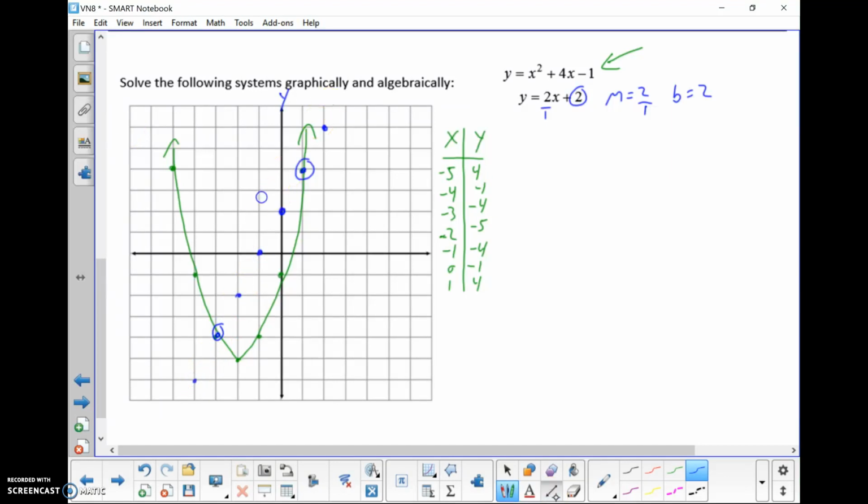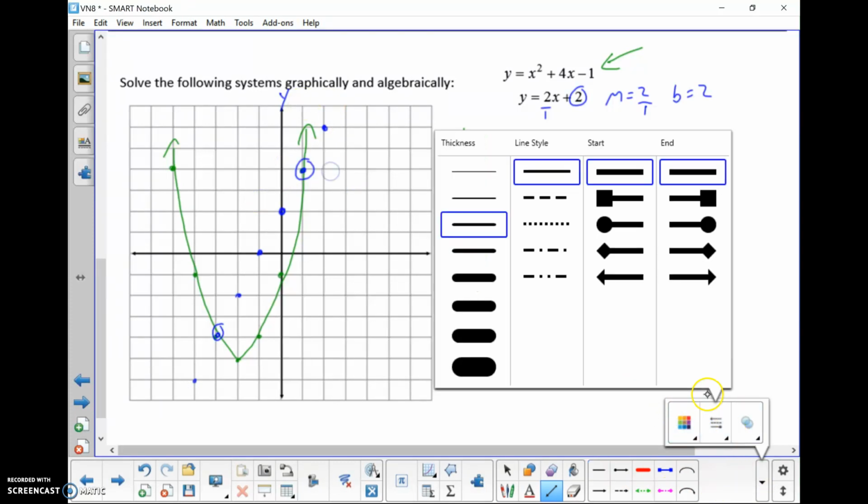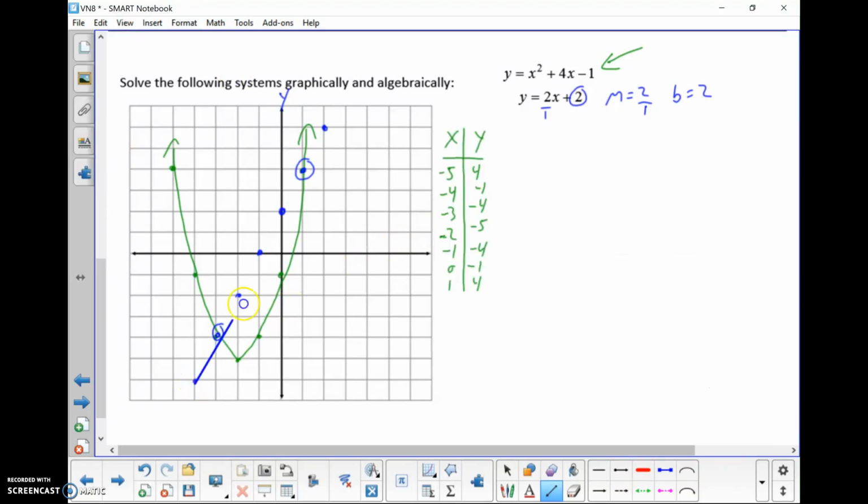And draw a line. I'm going to use a tool here to help me draw a nice straight blue line. Make it a little bit thinner. And just like the quadratic, throw some arrows on the end, and you got to label. So this is y equals 2x plus 2. This one over here is y equals x squared plus 4x minus 1.